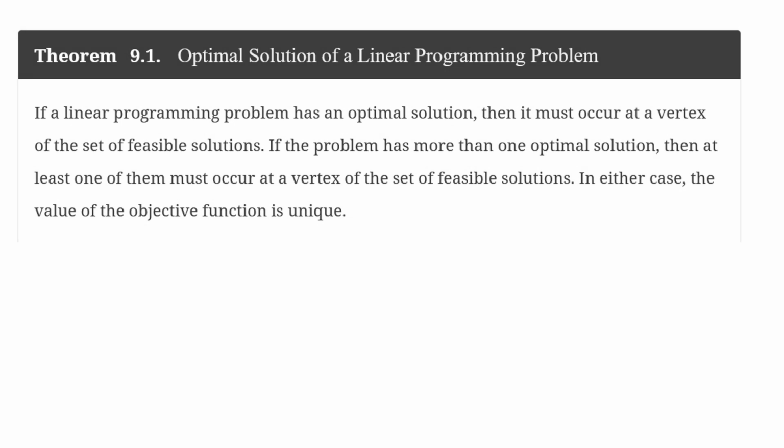And in fact, this is true not just in 2 dimensions, but at higher dimensions, and we'll discuss this later. This is the theorem, and it says if a linear programming problem has an optimal solution, and that's the if part, then it must occur at a vertex of the set of feasible solutions. If a problem has more than one optimal solution, then at least one of them must occur at a vertex of the set of feasible solutions. In either case, the value of the objective function is unique. Kind of a satisfying result, actually.